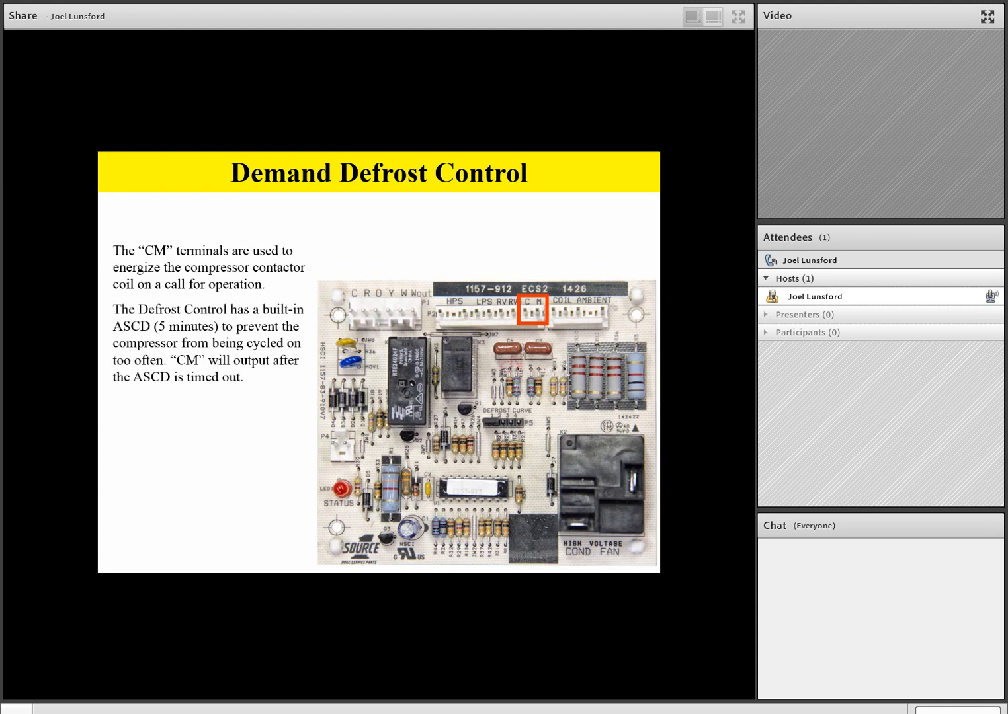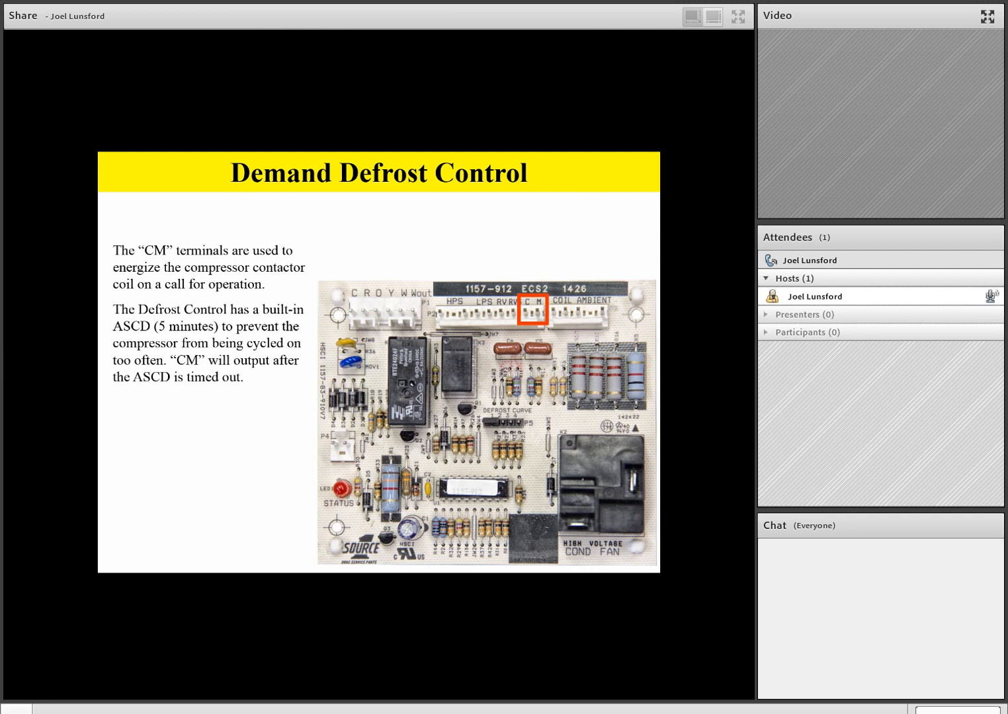Number one, we get a Y signal on our low voltage wire from the thermostat and indoor unit. We get a Y signal for compressor operation. Then the control board outside, if the anti-short cycle timer has expired, in other words, if it's been 5 minutes or more since the last time the compressor was running, that Y signal will then be converted into a 24 volt signal on the board for C and M to bring the compressor contactor coil on.